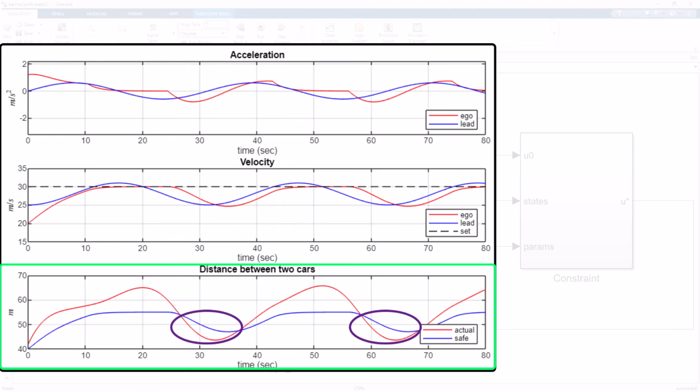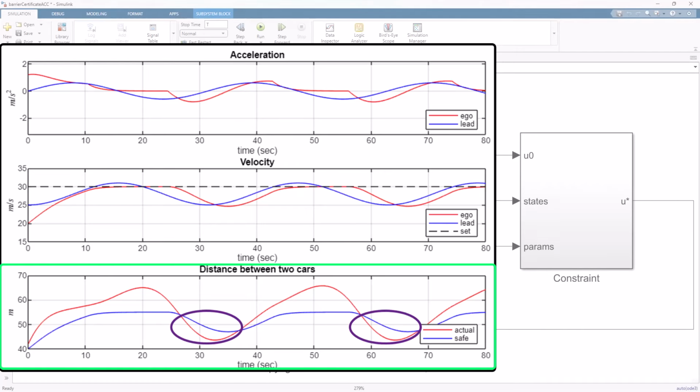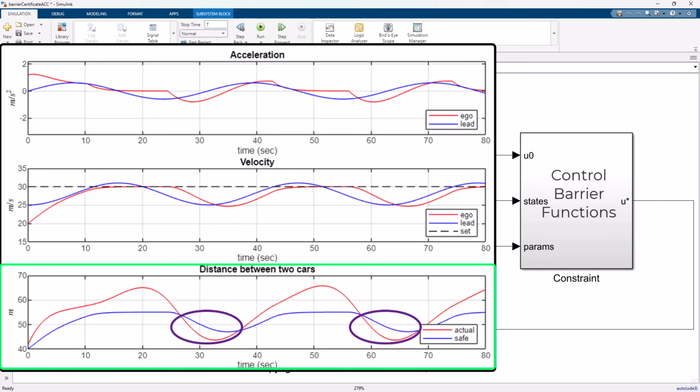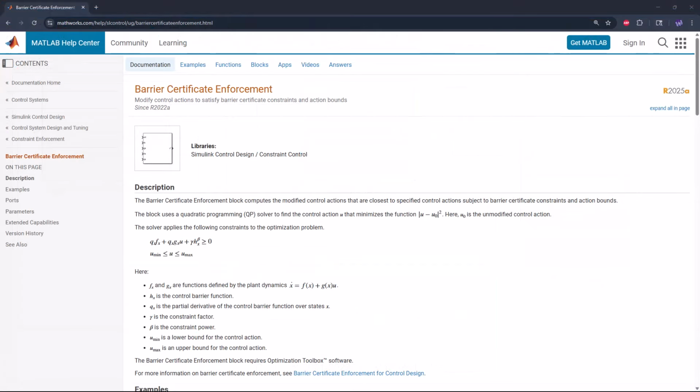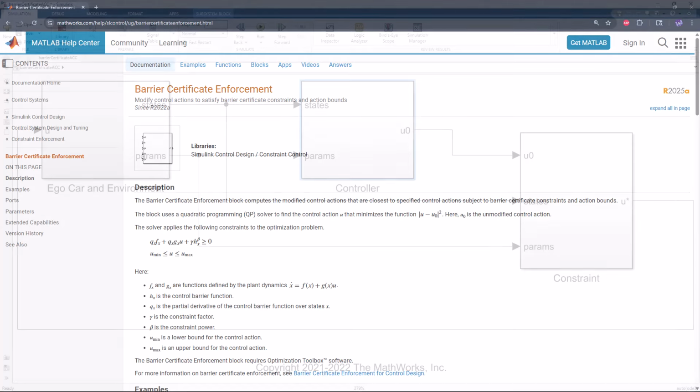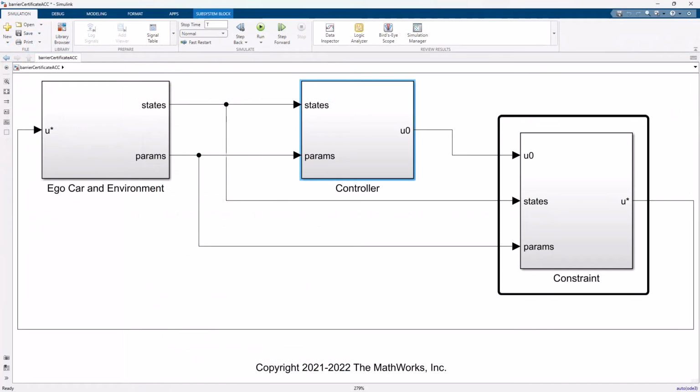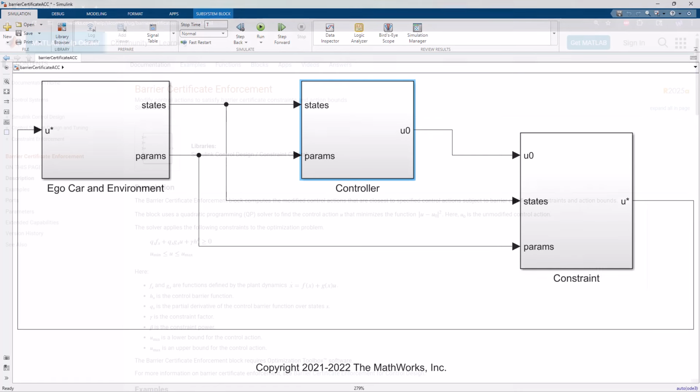One option is to fine-tune the controller to improve this performance, but oftentimes it might not be feasible. So to ensure that the ego car never violates this minimum distance, we can use control barrier functions. Let's see how. Simulink Control Design provides a barrier certificate enforcement block that implements a control barrier function. You can place this between the controller and the plant to monitor the control actions in real time.